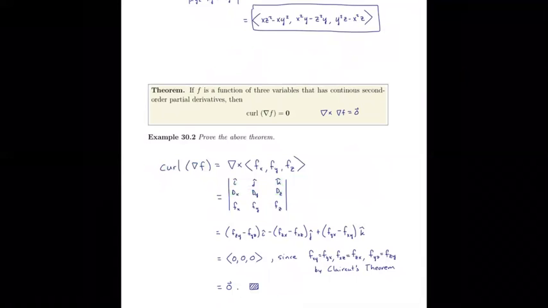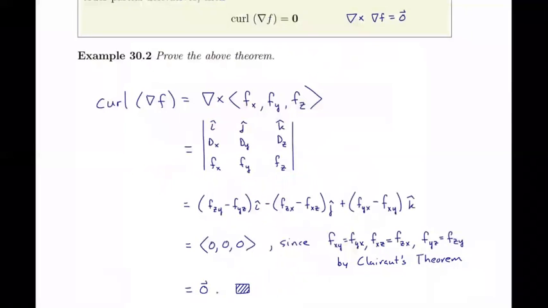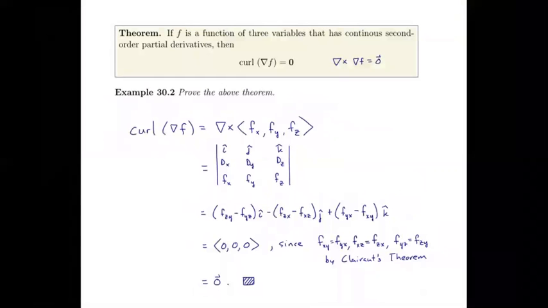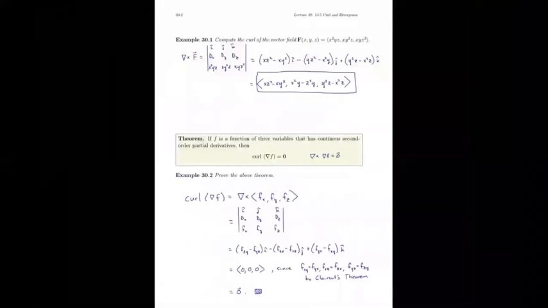And doing these in cofactor expansion or by diagonals, however we choose to do so, we come up with this vector here. And we see that thanks to Clairaut's theorem, each of these second partials can be swapped in terms of order, so they're actually equal to each other. So each of these terms and each of these components is zero. So we do in fact have the zero vector. That's the result of taking the curl of the gradient of f. Okay, so it's a nice fact to have around.